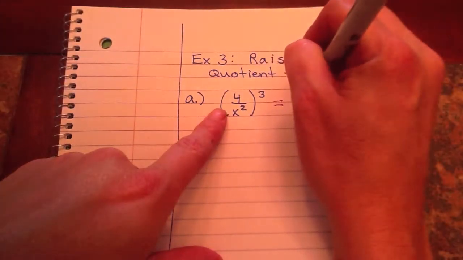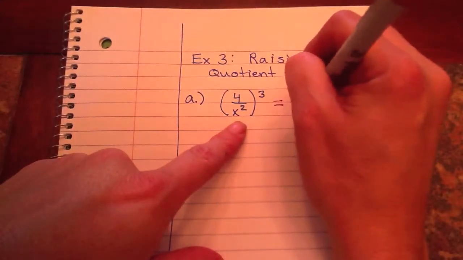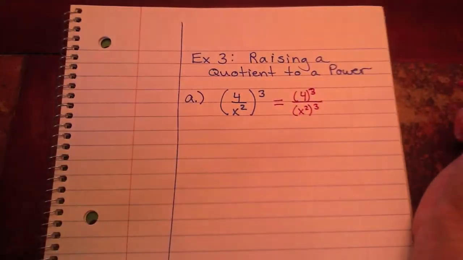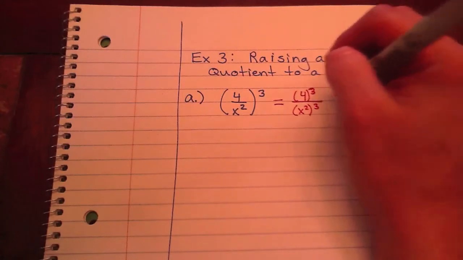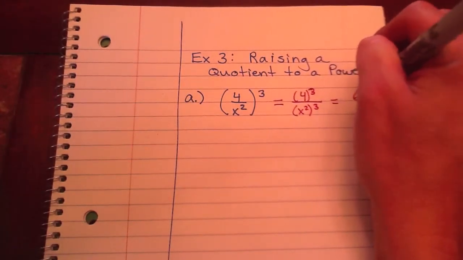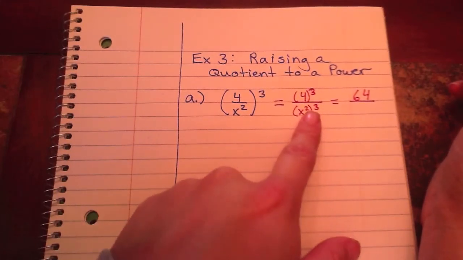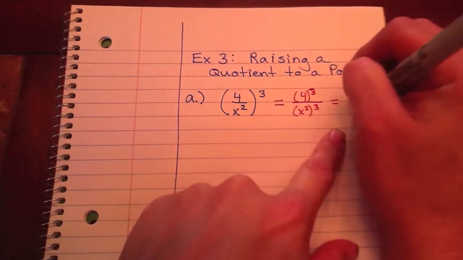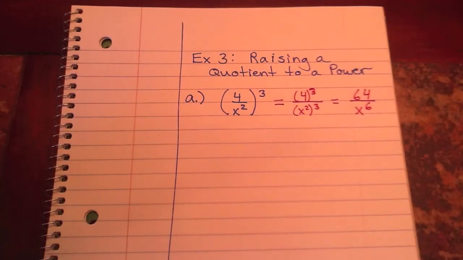So we have 4 cubed over x squared cubed. And then you'd have 4 times 4 times 4, which would be 64, over x squared times x squared times x squared, or using the rule, 2 times 3, x to the 6th. Let's try a few more of those.